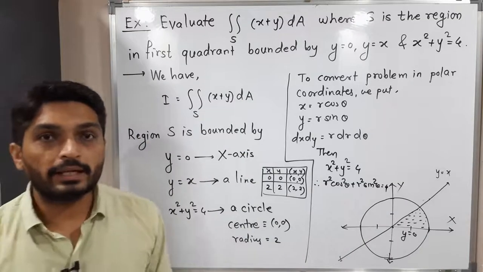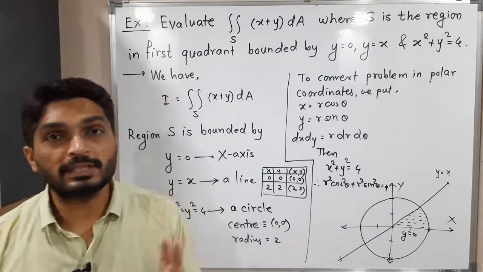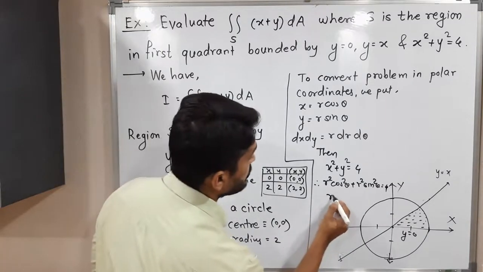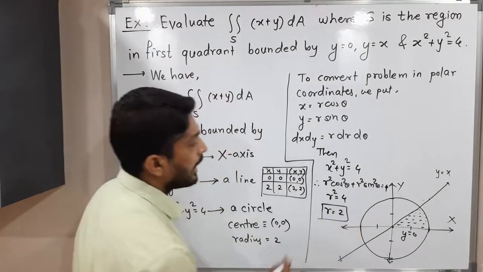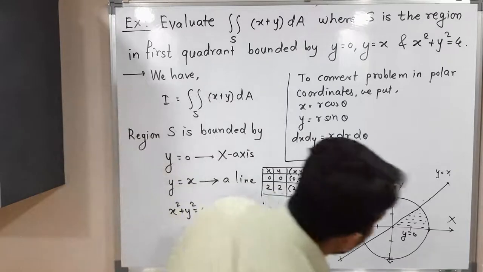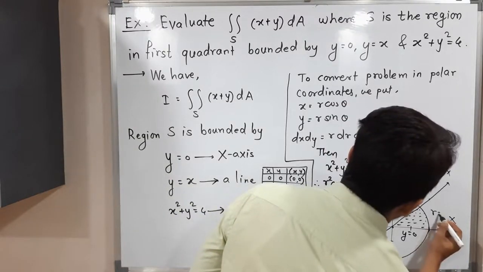We can take r square common. Cos square theta plus sin square theta is equal to 1. So simply we will have r square is equal to 4. If I take the square root, we will have r is equal to 2. So the equation of the circle is r is equal to 2.